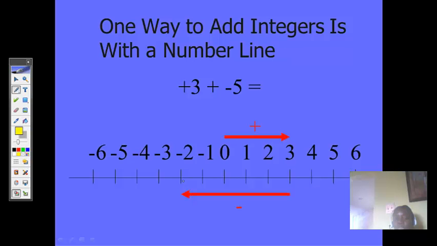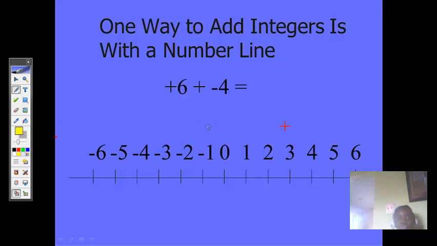Alright, so from here we move 1, 2, 3, 4, 5, and we end up at negative 2. So negative 2 will be the answer. Again, you can always apply the rules. Here we have positive 6 plus negative 4.